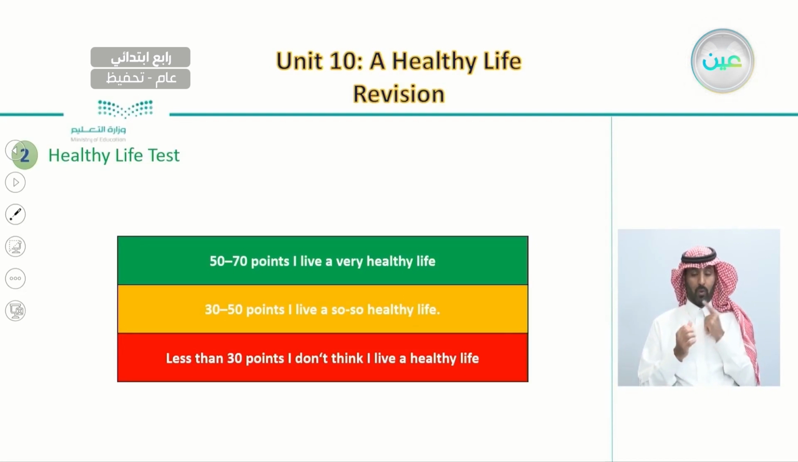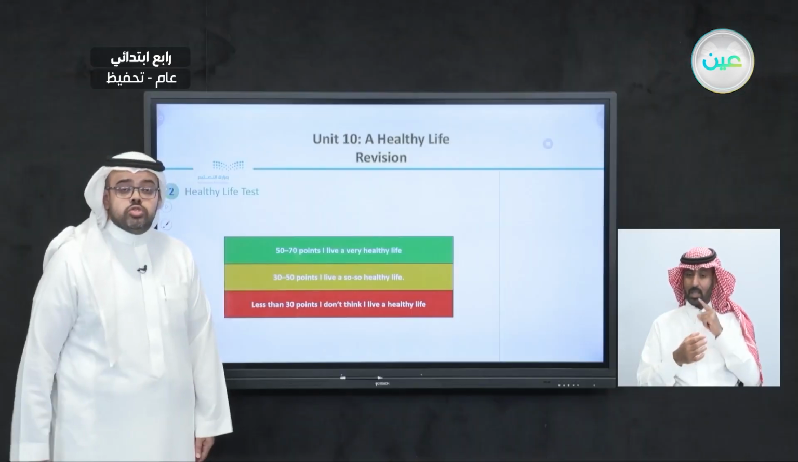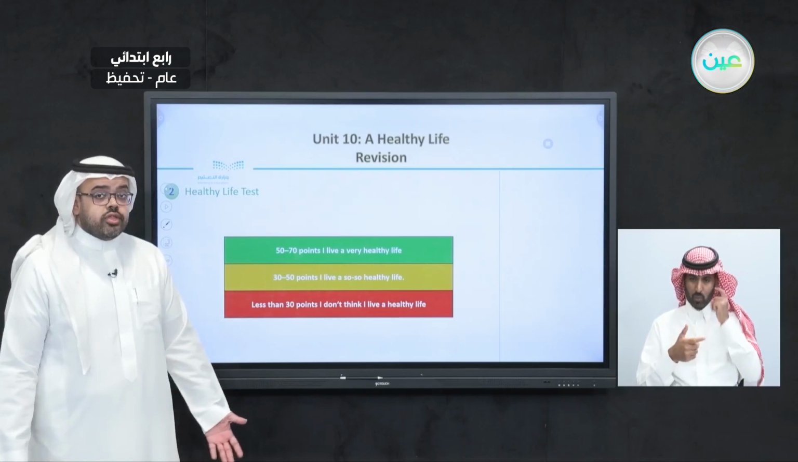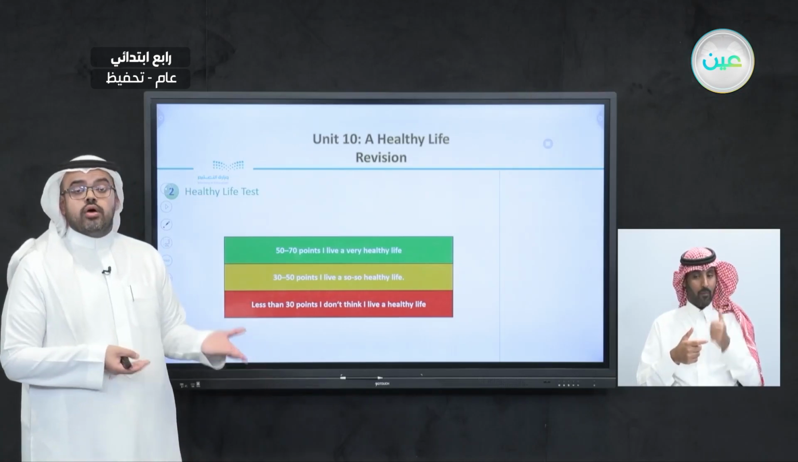If we have from 50 to 70 points, we can say that we live a healthy life. If we have from 30 to 50 points, then we can say we have a so-so healthy life. And if we have less than 30 points, then we don't think that we have a healthy life. So this test will help you to know about your healthy life and whether you live one or not.